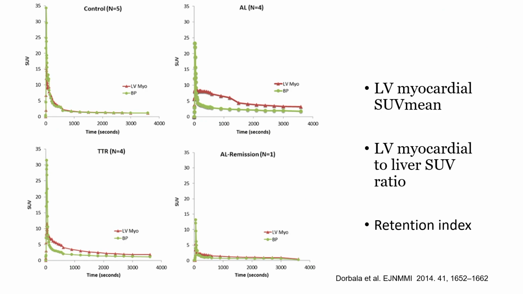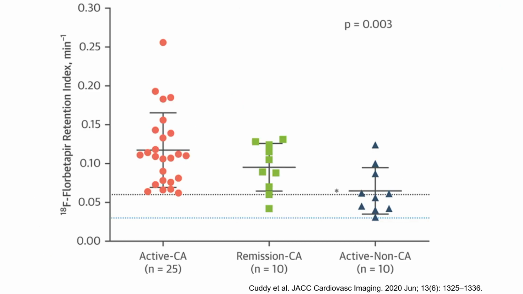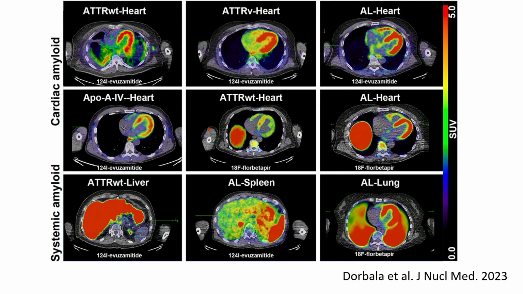Here they showed that the retention indices for these different metrics were higher in patients with AL cardiac amyloidosis. And it can maybe help you distinguish people with active AL cardiac amyloidosis from patients with either remission or not active cardiac amyloidosis. As I mentioned, there's many different radiotracers. One that's getting a lot of press right now is evuzametide, and that's because it just published its initial data.